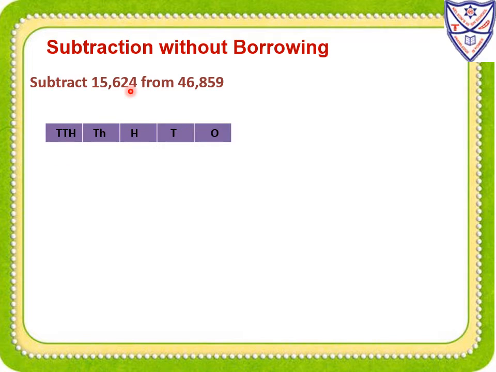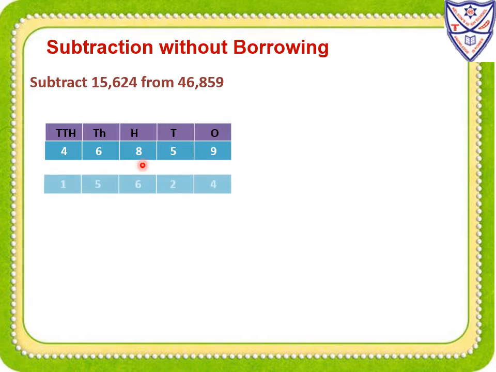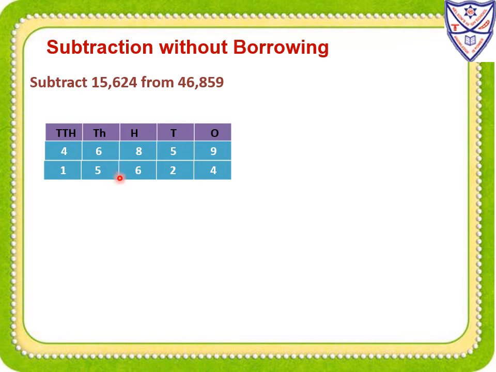So first we will arrange it in place value. Your highest place value is 10,000. So 10,000, 1,000, 100, tens, ones. First we will write the minuend, that is 46,859. Then the subtrahend, 15,624. Then the minus sign. Then we will start subtraction.